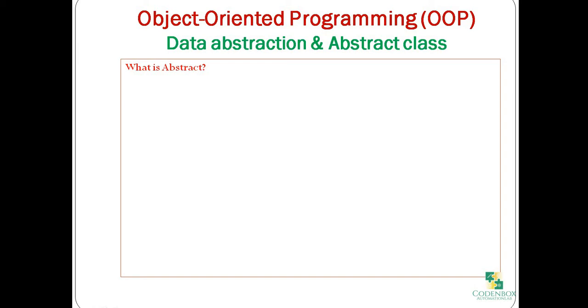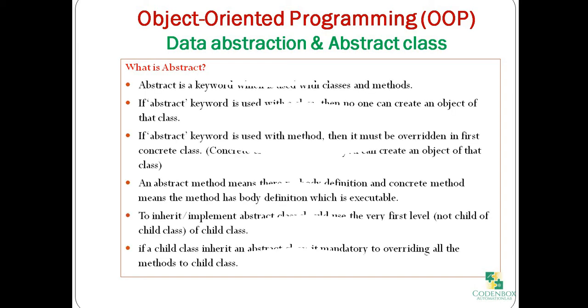First, we will learn what abstract is before we go for data abstraction and abstract class. Abstract is a reserved keyword which is used with classes and methods in Java. If the abstract keyword is used with a class, then no one can create an object of that class. If the abstract keyword is used with a method, then it must be overridden in the first concrete class. A concrete class means a class where you have methods with a body definition.